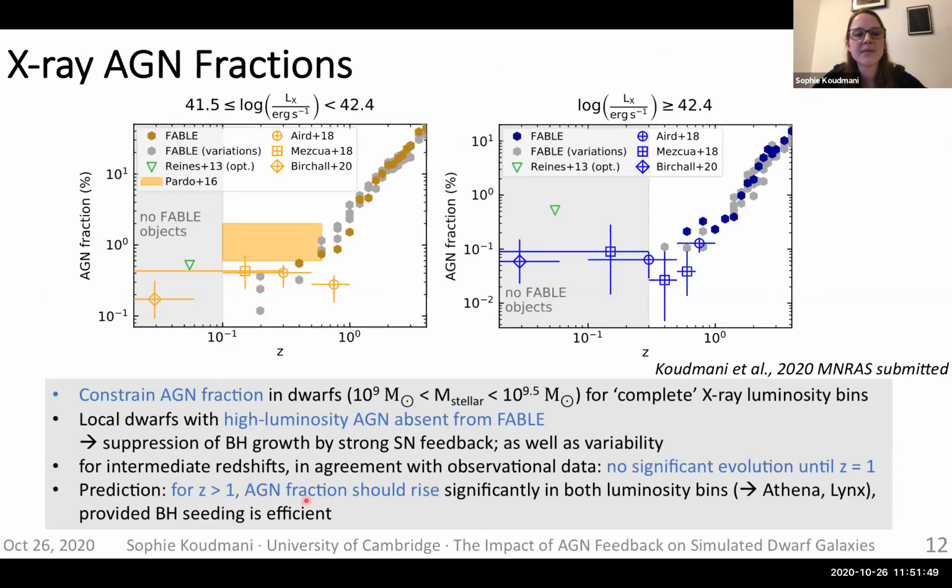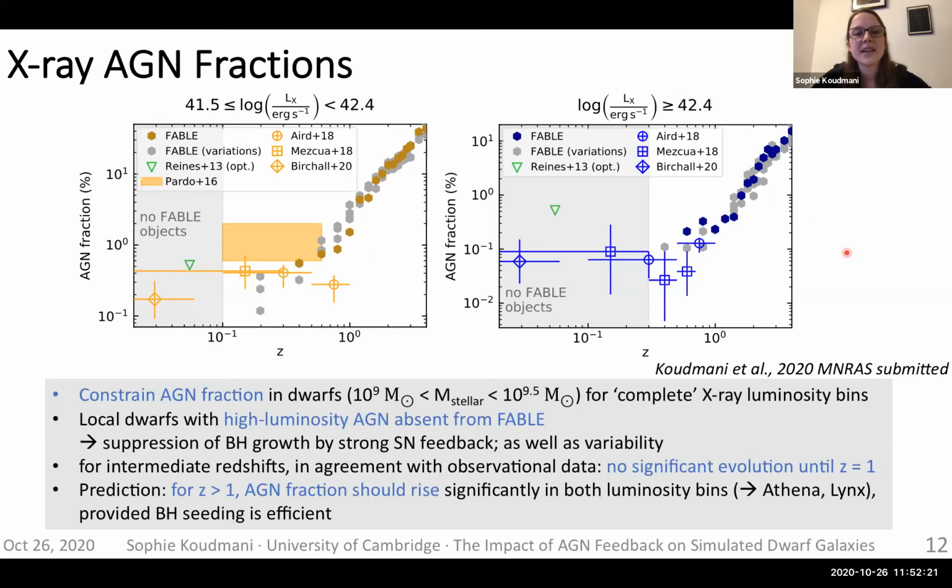So these X-ray observations are only complete for the highest X-ray luminosity bins, but one can then still use that to measure the AGN fraction in these high luminosity bins as it's shown here. So this is the AGN fraction versus redshift for two high X-ray luminosity bins, which are given by the figure titles. And I plot here the observed data points, but I also show the ones from the simulation here as the dark orange hexagons and the dark blue hexagons.